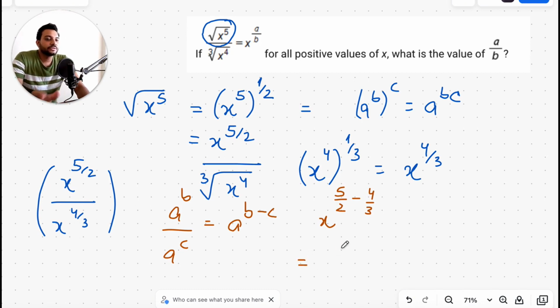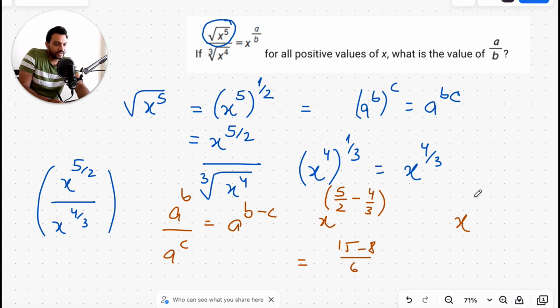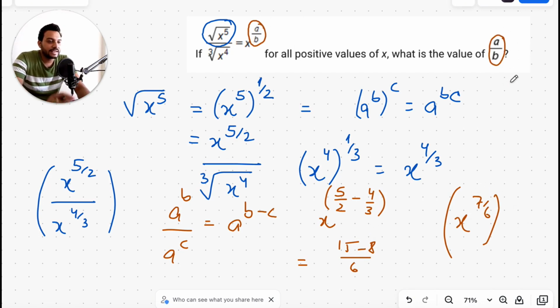So now this question becomes about plain and simple fraction subtraction. Okay, 5/2 minus 4/3. 6 is the common denominator. 2 times 3, 5 times 3 is 15. 3 times 2, 4 times 2 is 8. 15 minus 8 is 7. x raised to the power 7/6. That's the final value. So a over b is 7/6, by comparison. So we have 7/6 as the answer.